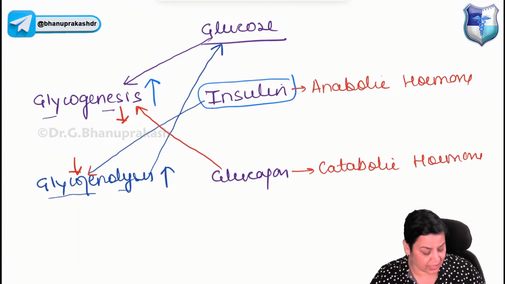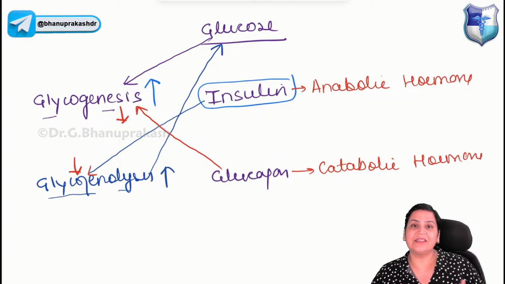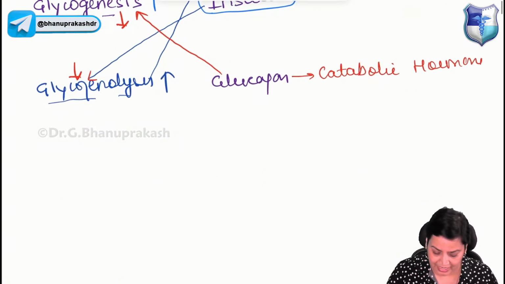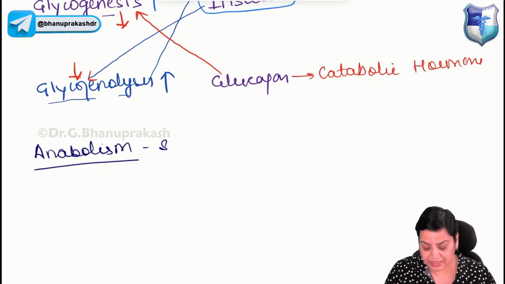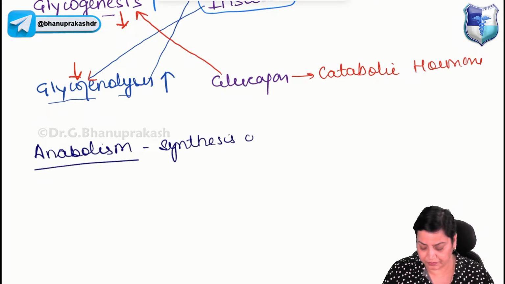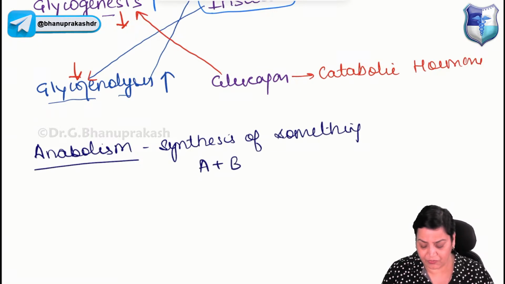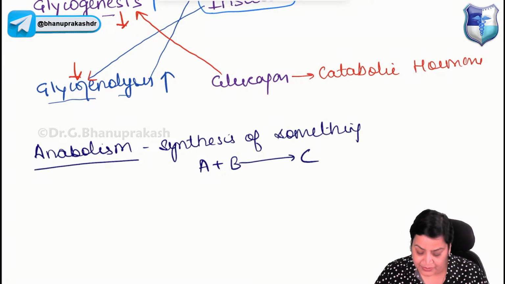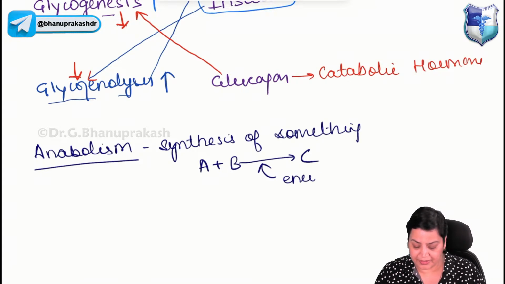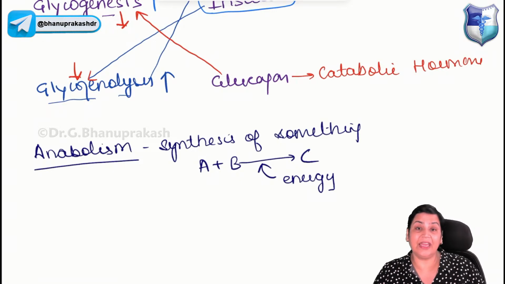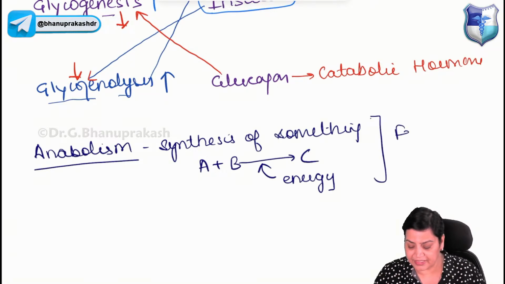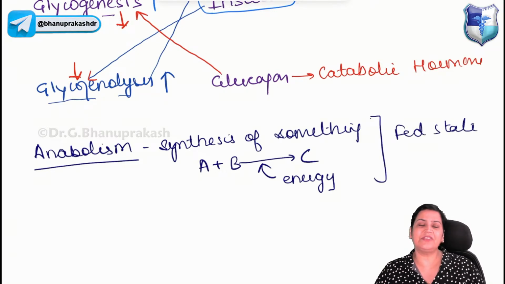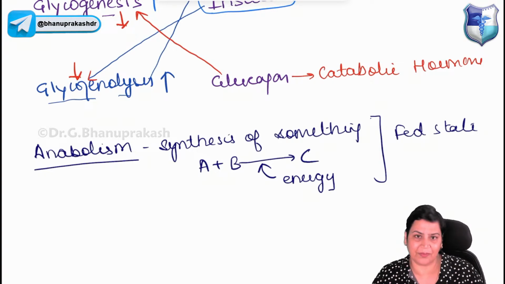And this is how the equilibrium is. Anabolism is synthesis of something, that's what I have explained. Wait, I'll write it here. Anabolic reactions: anabolism is synthesis of something, which means that A plus B will form C. When C is produced, obviously some energy is required. Where will the energy come from? Energy we will get from the food, from outside. So anabolic reactions will occur mainly in the fed state. Fed state means when we are already having something in the diet.